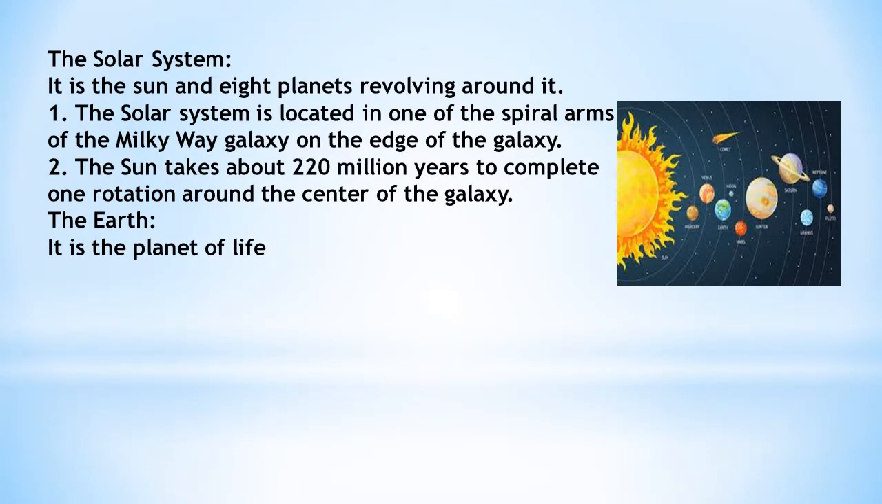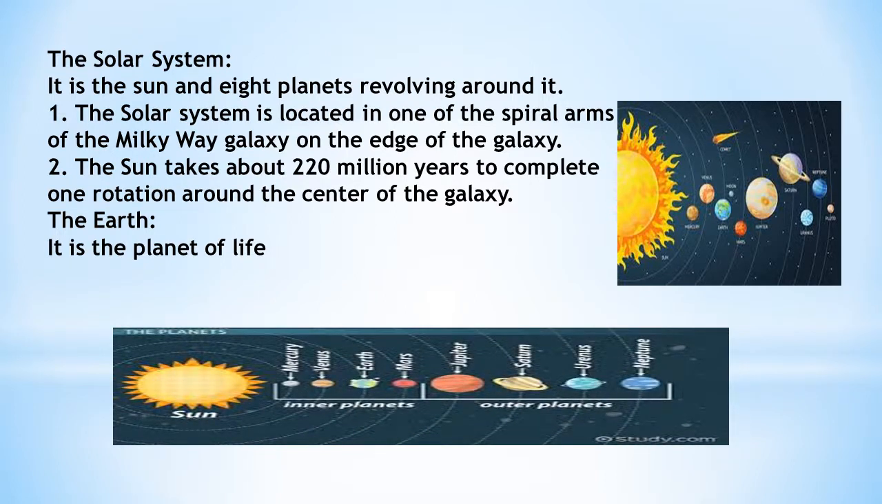The solar system consists of our sun and 8 planets revolving around it. The solar system is located in one of the spiral arms of the Milky Way galaxy. The sun takes about 220 million years to complete one rotation around the center of the galaxy. Our earth is the planet of life. So our universe consists of galaxies, one of which is the Milky Way, containing our solar system with the sun and our 8 planets. What happens if the gravity between the planets and the sun vanishes? There will be no solar system.